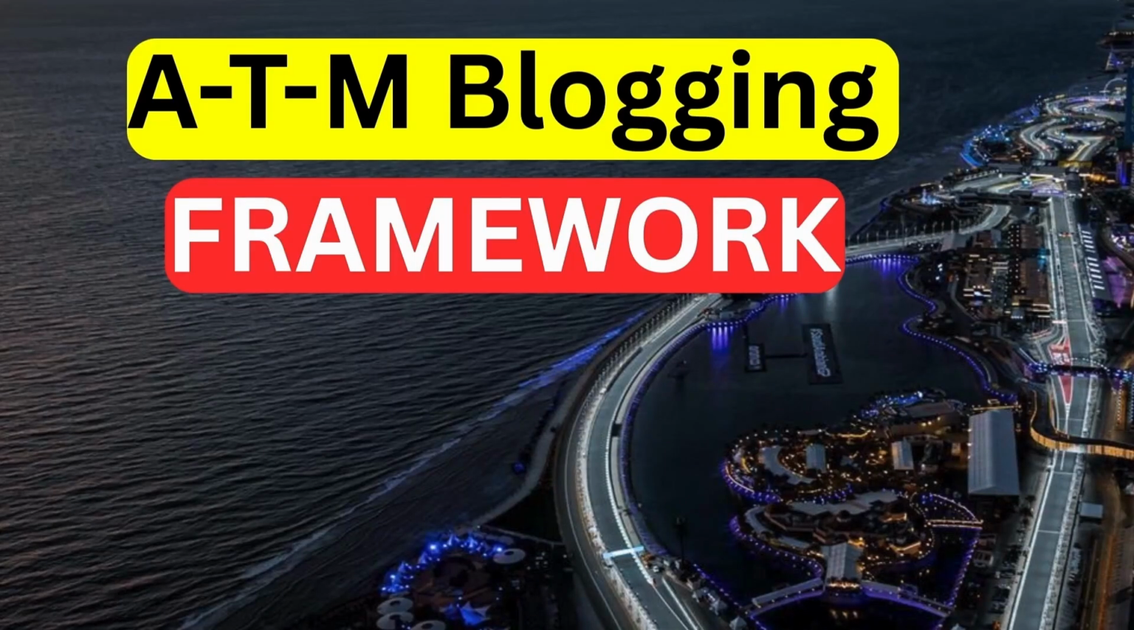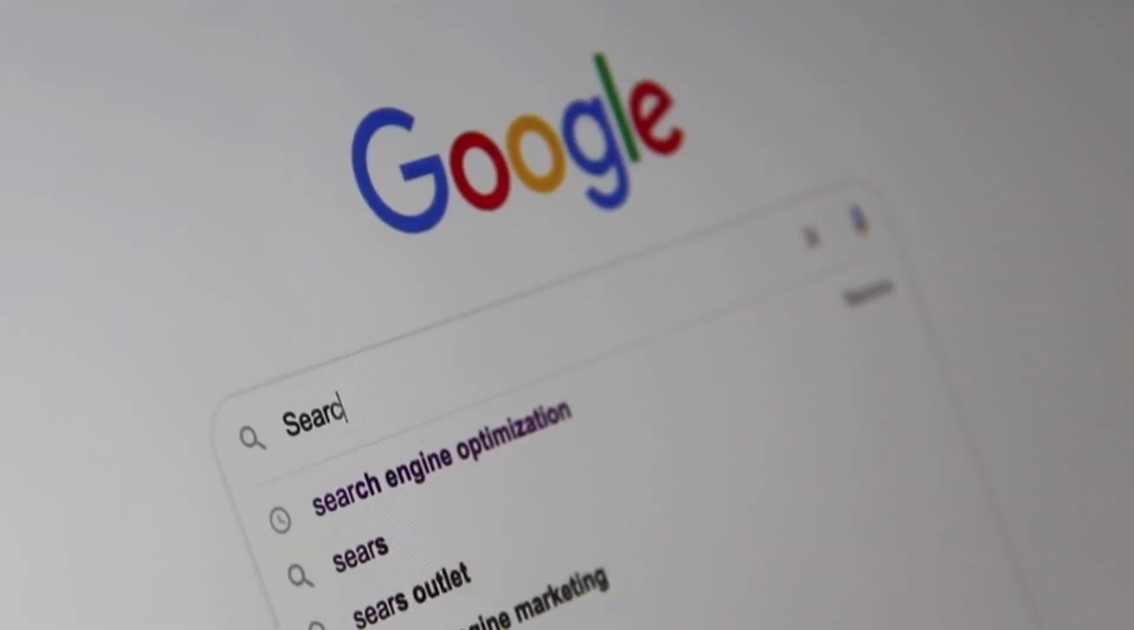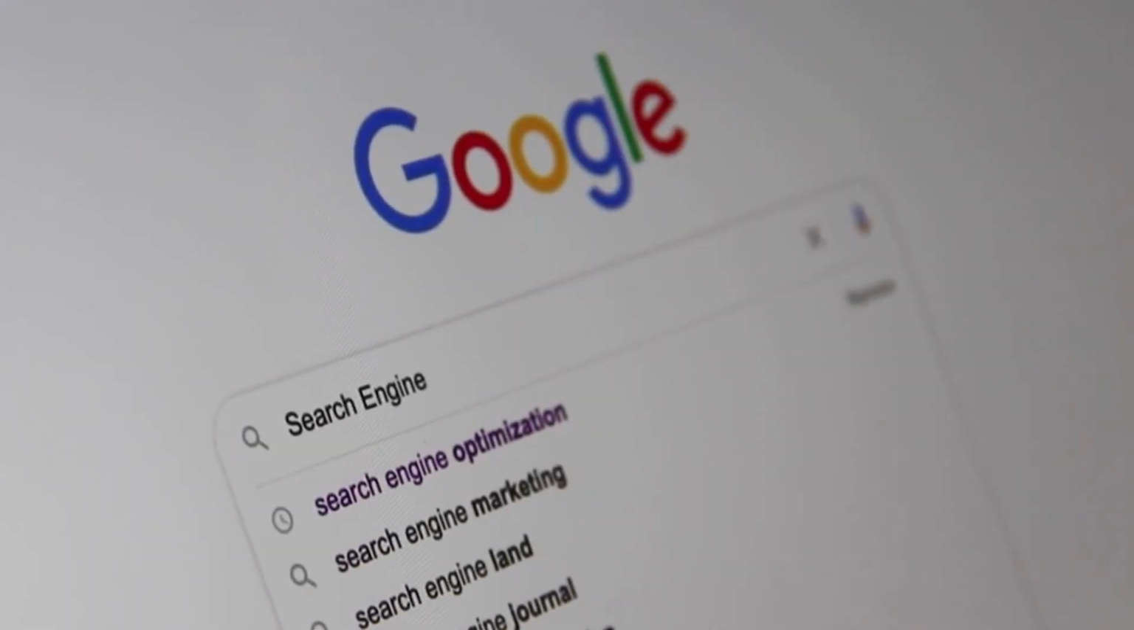Building an audience is the first pillar of this 3-step ATM blogging framework. And this is very important because this forms the foundation of your entire blogging system. Without being able to attract a specific audience, you cannot build a sustainable and profitable blog. So it is very important for you to first figure out who your audience is going to be.